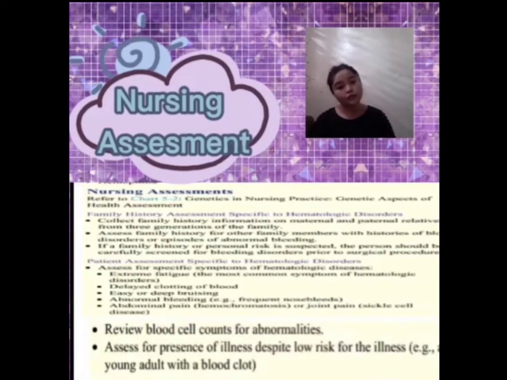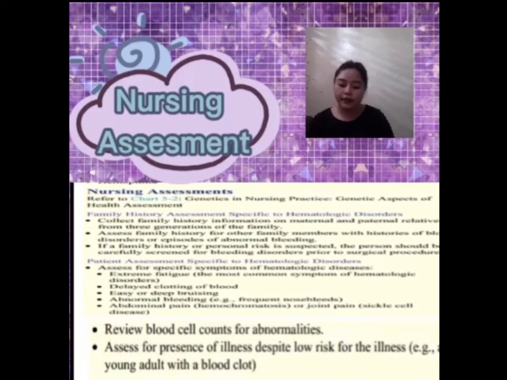For the family history assessment specific to hematologic disorder, first you have to collect family history information on maternal and paternal relatives from 3 generations of the family, and assess the family history for any family members with a history of blood disorders. Next, if a family history or personal risk is suspected, the person should be carefully screened for bleeding disorders prior to surgical procedure.